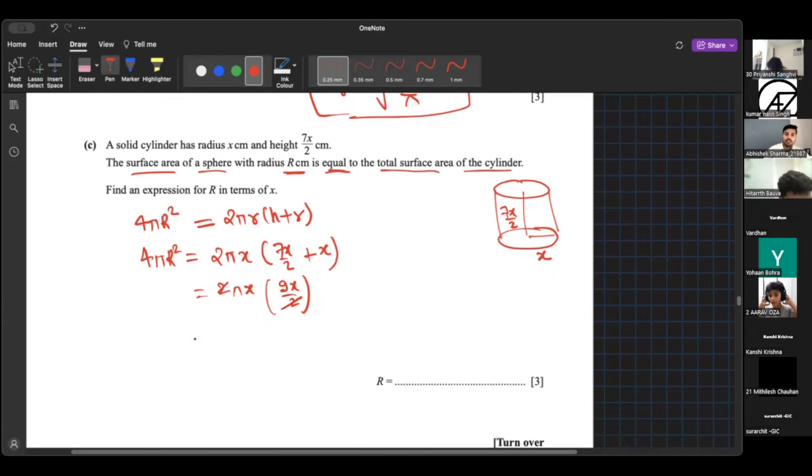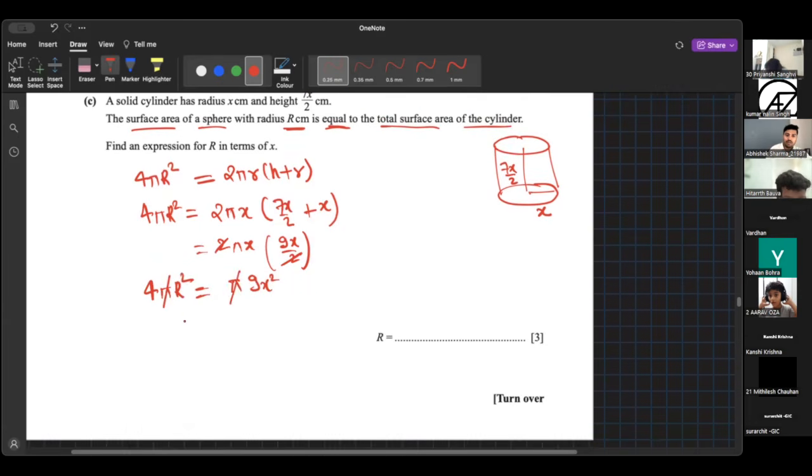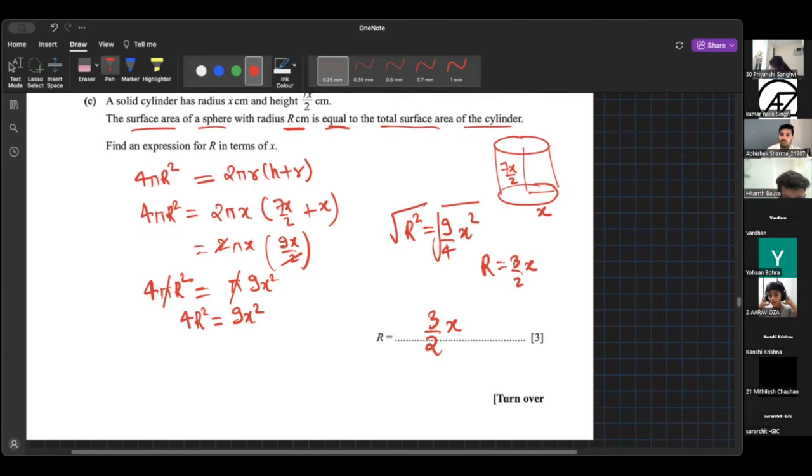So this 2 and 2 will cancel out. We have pi times 9x square, which is equal to 4 pi R square. Pi will cancel out. We have 4 capital R square, that is equal to 9x square. Because we have to make R the subject of the equation, we can write R square equals 9 upon 4 x square. Hence, R is going to be 3 upon 2 x. If we take a square root on both sides, we will get R is equal to 3 by 2 x. Clear?